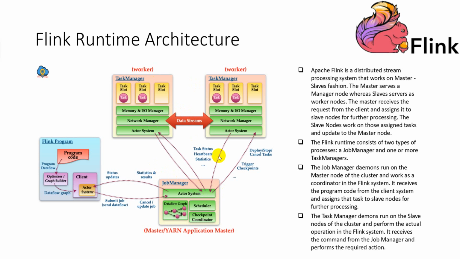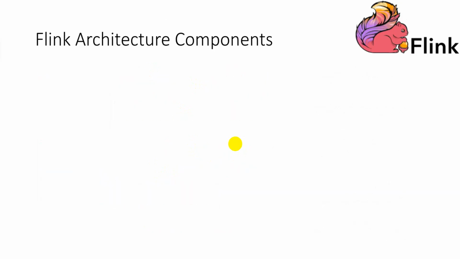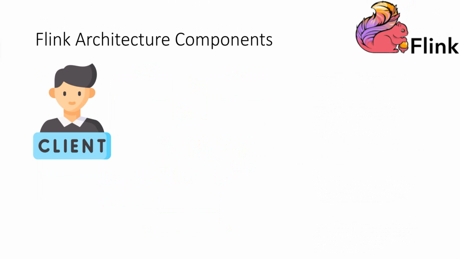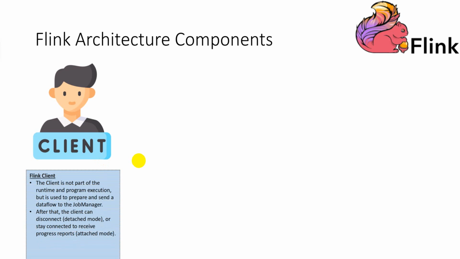There are some key components in Flink we have to clarify. Let's introduce them in detail. The client. The client is not part of the runtime program execution, but it is used to prepare and send a data flow to the job manager. After that, the client can disconnect (detached mode) or stay connected to receive progress reports (attached mode).